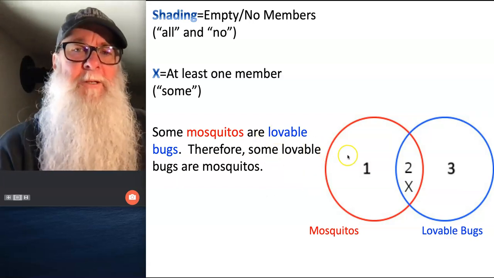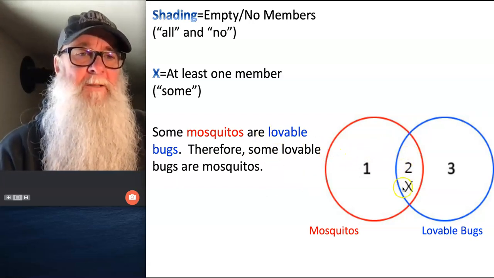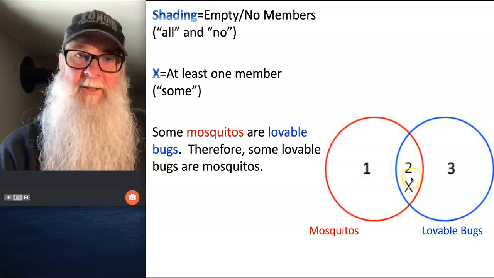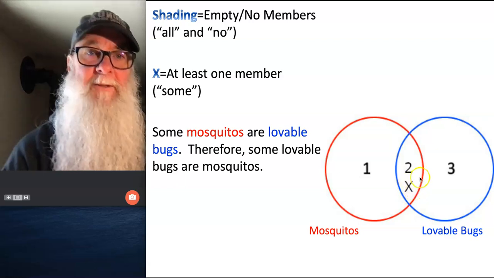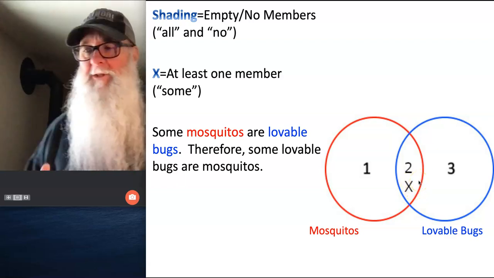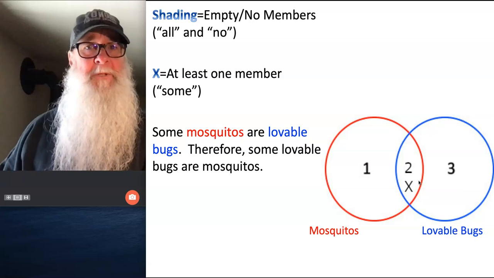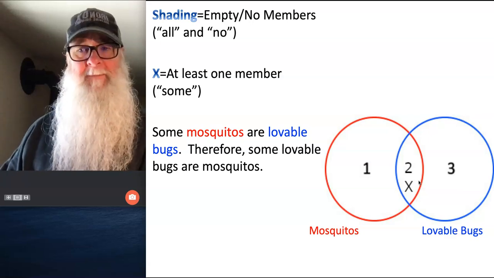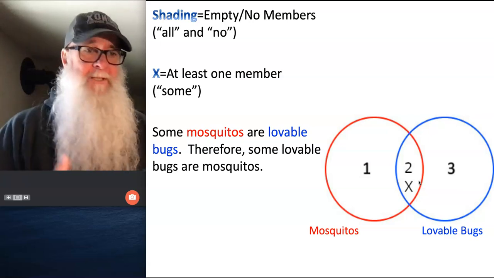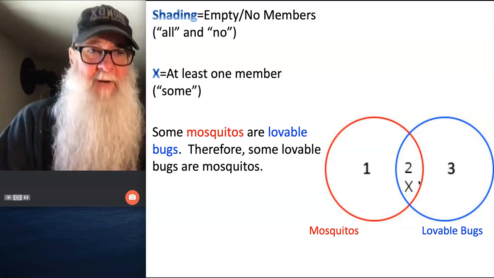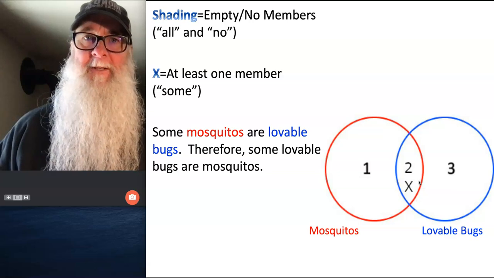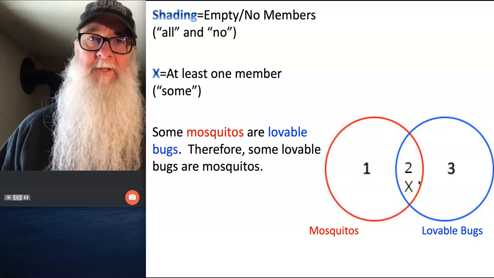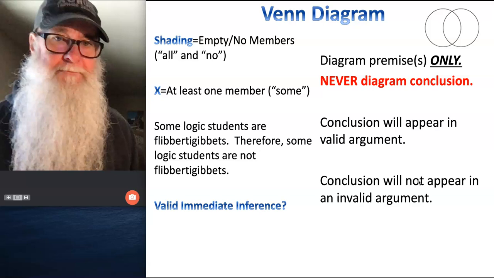The Venn diagram shows the premise statement, some mosquitoes are lovable bugs, but that X also illustrates the conclusion statement, some lovable bugs are mosquitoes. Okay, so think about what that's showing you. That's showing you that when you assume the premise statement to be true and create the Venn diagram to illustrate it, the conclusion statement can't be false. It's right there in that one Venn diagram. And that proves the argument is valid. It's impossible for the conclusion to be false when we assume the premise is true.